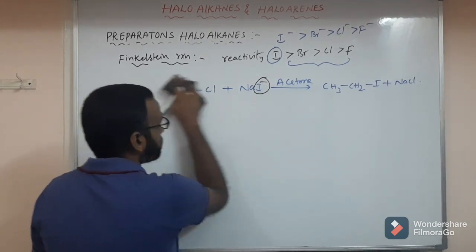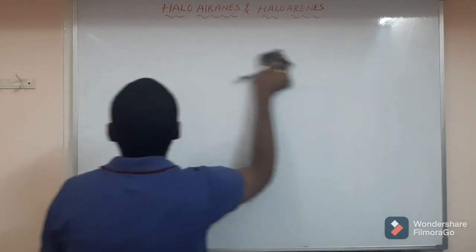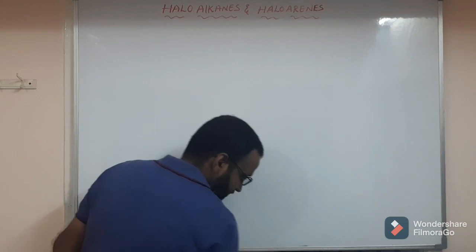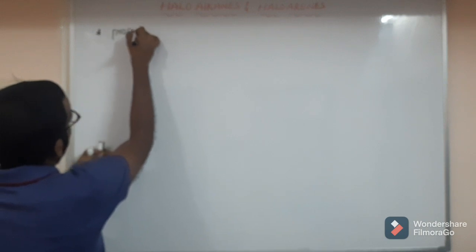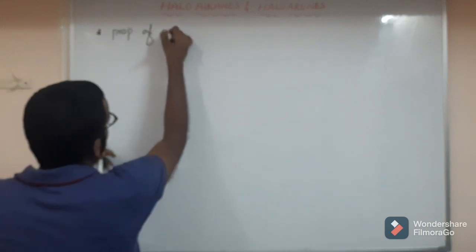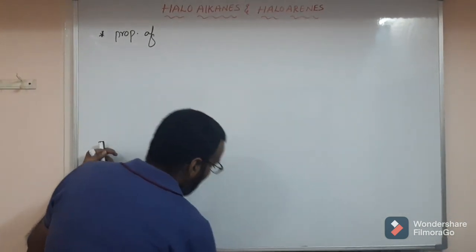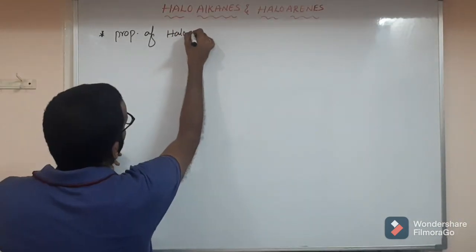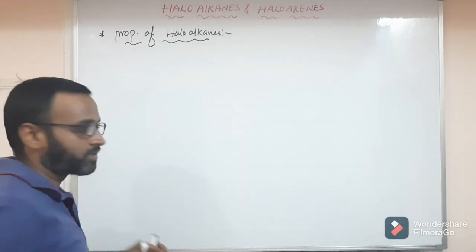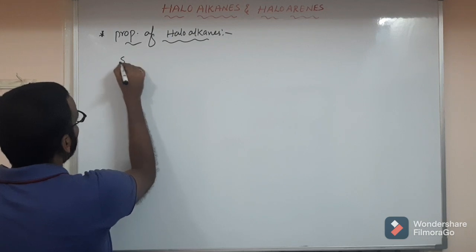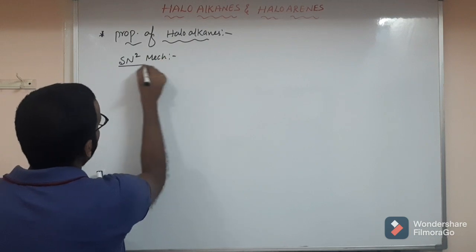haloalkanes. Okay, so next we have the chemical properties of haloalkanes. First we have to discuss, for this you have to understand two important things: one is the SN2 mechanism and the other is the SN1 mechanism.